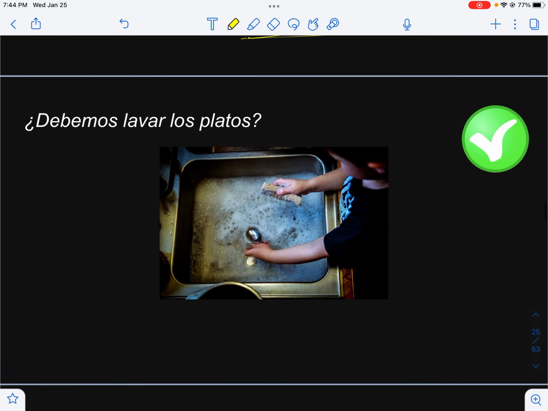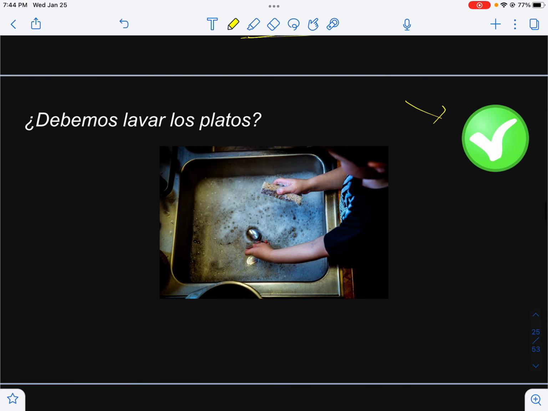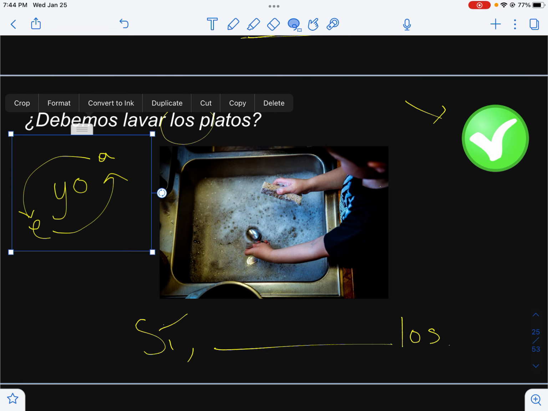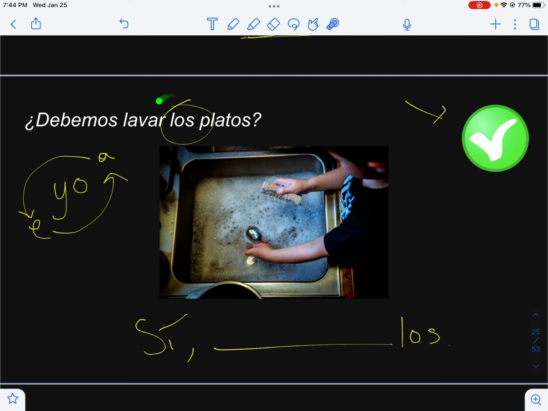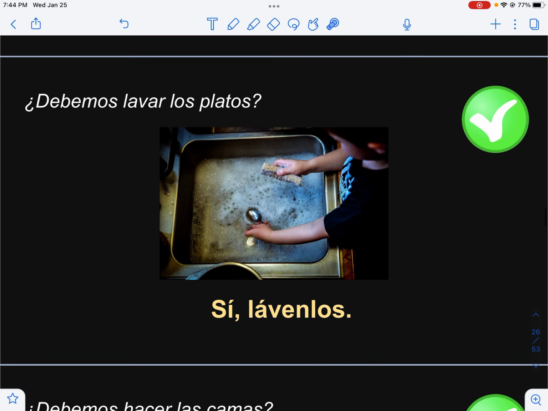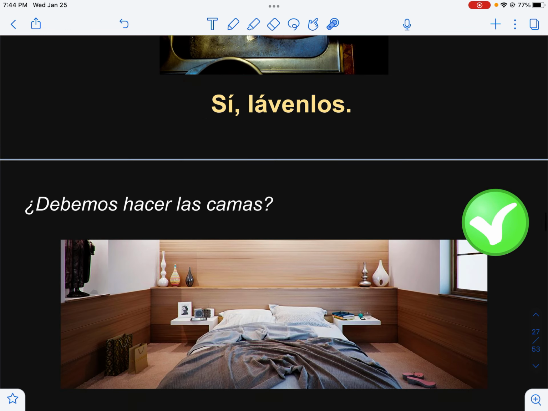Debemos lavar los platos otra vez. Sí. Entonces tenemos sí. Verbo. Los. Yes, wash them. So we got our command cheat sheet right here. Lavar is an AR verb, so we go lave. Sí, lávenlos. Yeah, wash them.